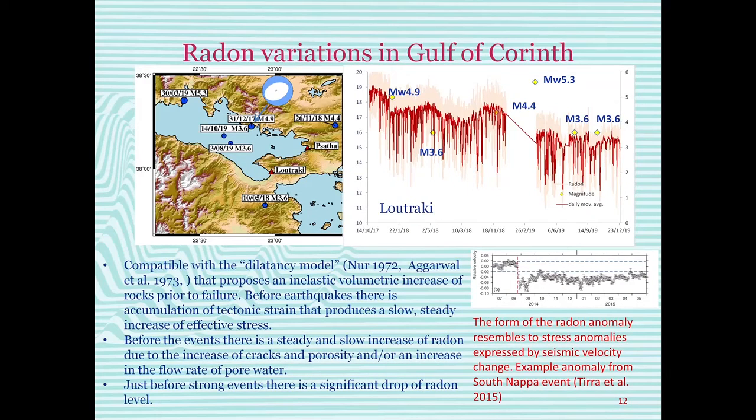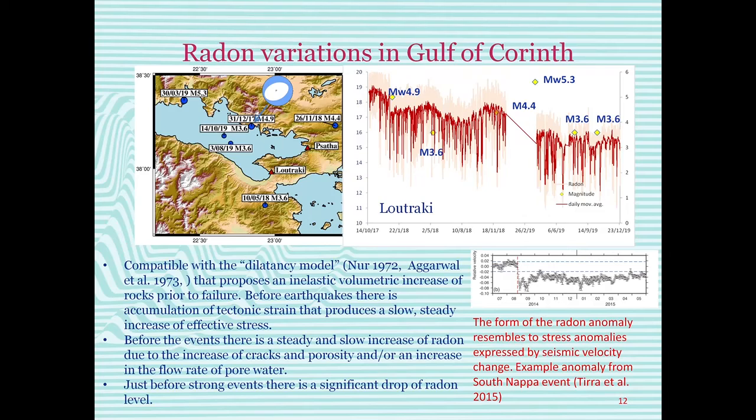Our observations are compatible with a dilatancy model that proposes an inelastic volumetric increase of rocks prior to failure. Before earthquakes, there is an accumulation of tectonic strain that produces a slow, steady increase of effective stress. As we can see in the radon diagram on the right, during the period before the major events, a steady and slow increase of radon can be noticed. That is possibly due to the increase of cracks in porosity and/or an increase in the flow rate of pore water. However, just before strong events, there is a sudden drop of radon level.